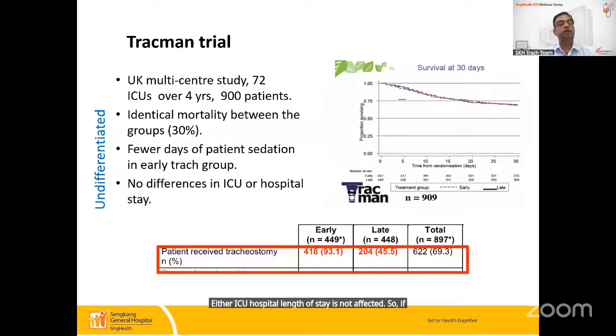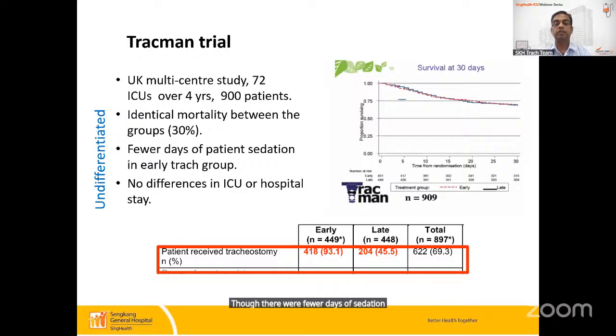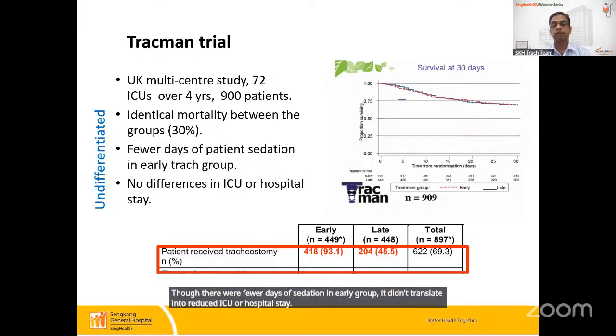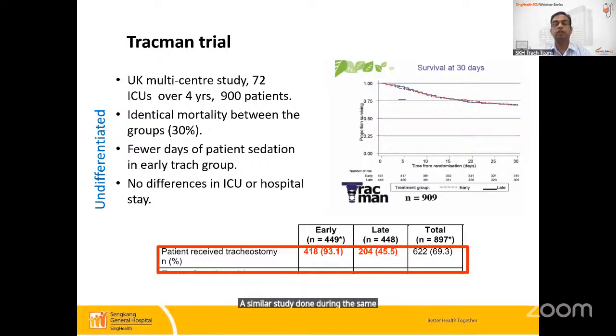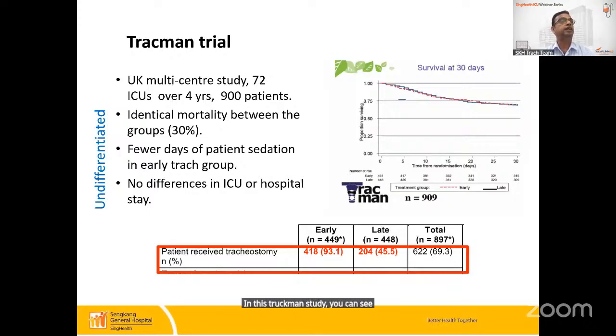So if we look at an undifferentiated population, I mean those who are on prolonged mechanical ventilation, this UK-based multi-centered study, which involved 72 ICUs over 4 years, they did for 900 patients. They showed, again, there is no mortality benefit between early, which is 4 days, versus late, which is 10 days. Though there were fewer days of sedation in the early group, it didn't translate into reduced ICU or hospital stay. A similar study done during the same time, with early as 8 days and late as 14 days, also had the same outcome. In this TracMan study, you can see the red box there.